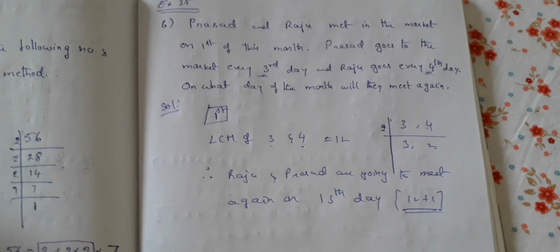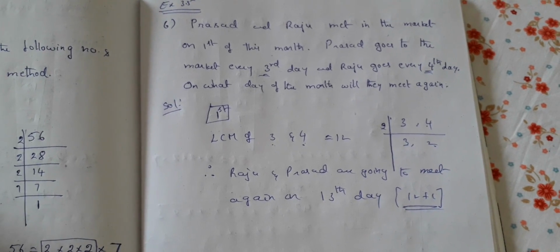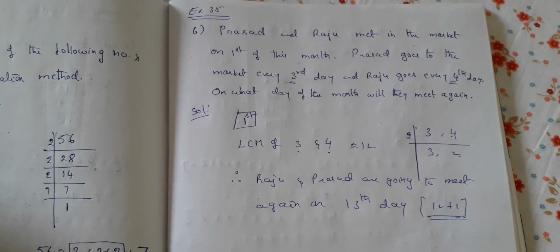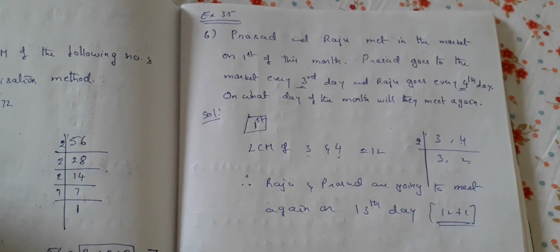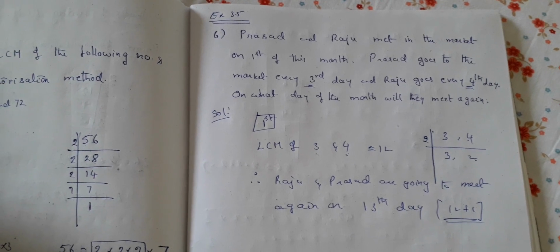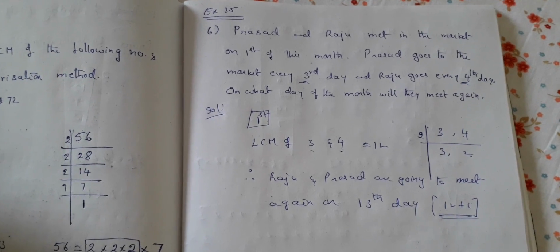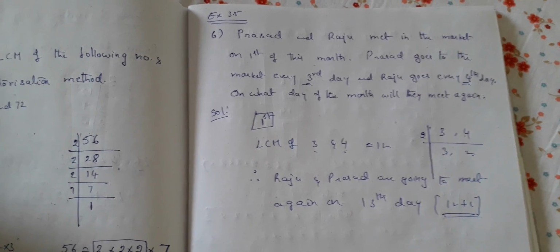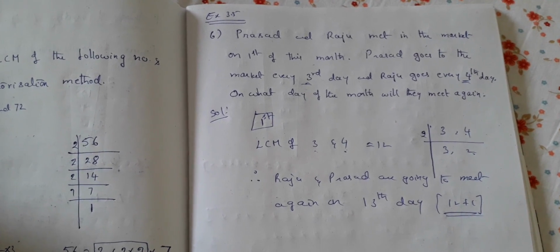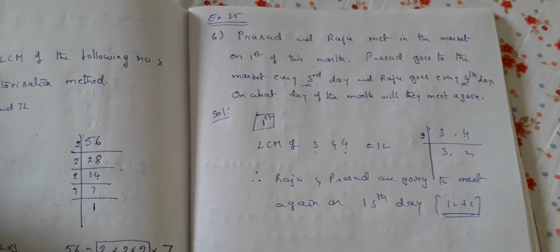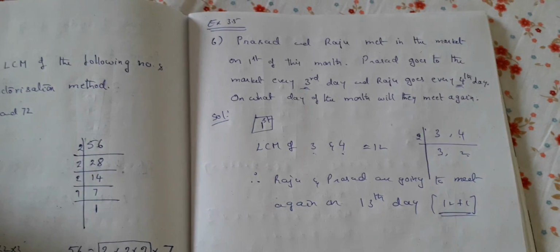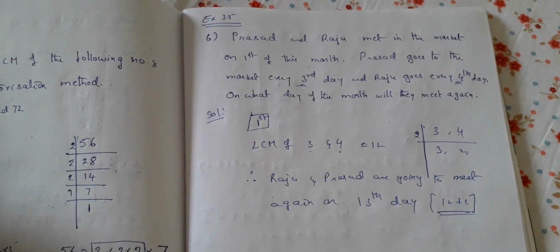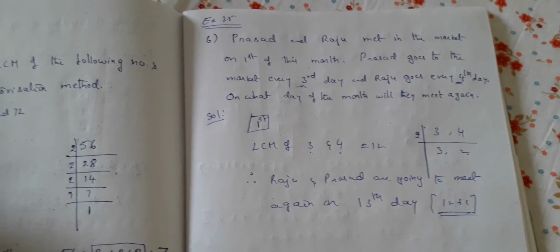How many times will Prasad be repeating his visit to the market? After every third day, right? And Raju will be doing that after every fourth day. So, when they will meet again is a common multiple of 3 and 4. Together we have 12 as the common multiple. 3, 4 times it will be; 4, 3 times it will be. So, after meeting, that means Prasad will be going 4 times to the market and Raju will be going 3 times to the market on the last day.